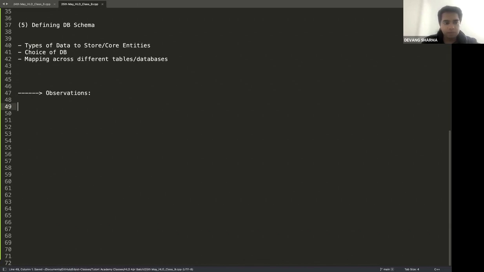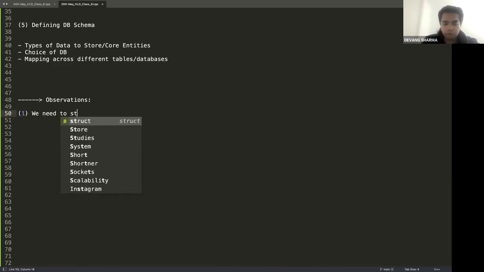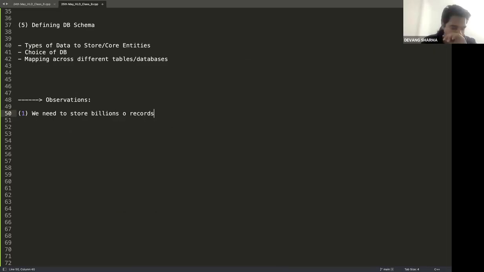What are those observations? Number 1, we need to store billions of records. That's for sure. 30 billion records we are talking about, 30 billion URLs we are talking about. So we need to store billions of records.